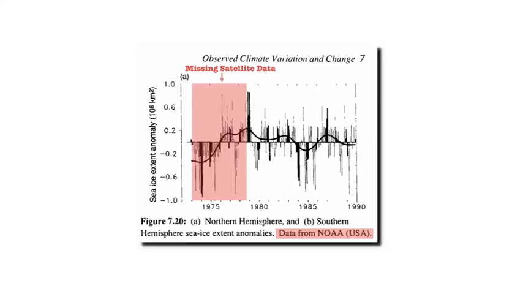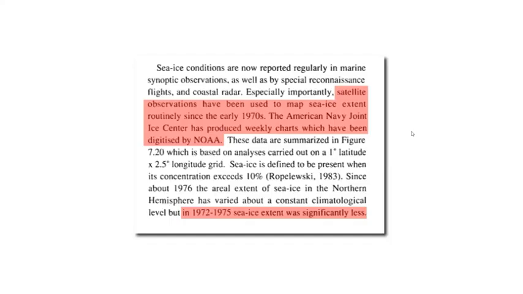The data was taken from the National Oceanic and Atmospheric Administration. And here's the accompanying text from the 1990 IPCC report. Satellite observations have been used to map sea ice extent routinely since the early 1970s.